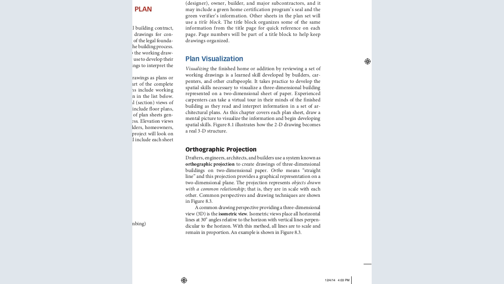So drafters, engineers, architects, and builders use a system known as orthographic projection to create drawings of three-dimensional buildings on paper in two dimensions. Ortho means straight line, and its projection provides the graphical representation on the two-dimensional plane. Remember that when we are doing the orthographic projection, we are doing the two-dimensional. We are not drawing them in 3D.